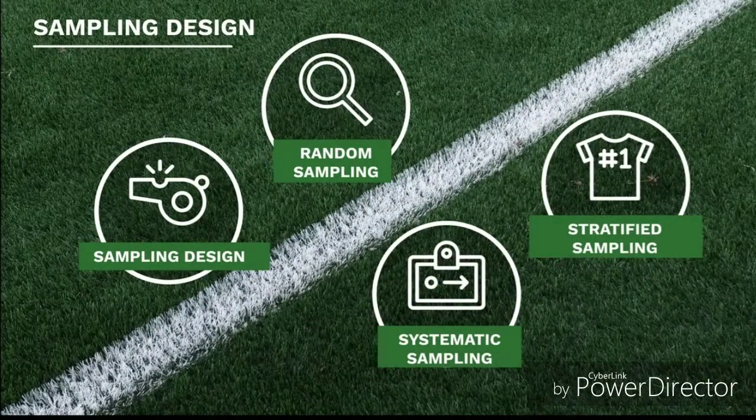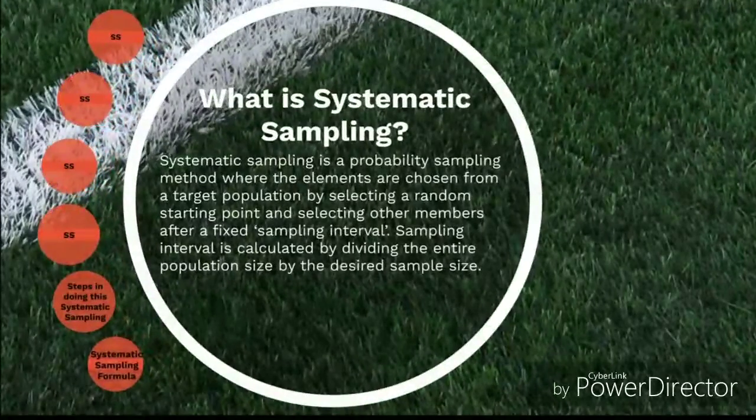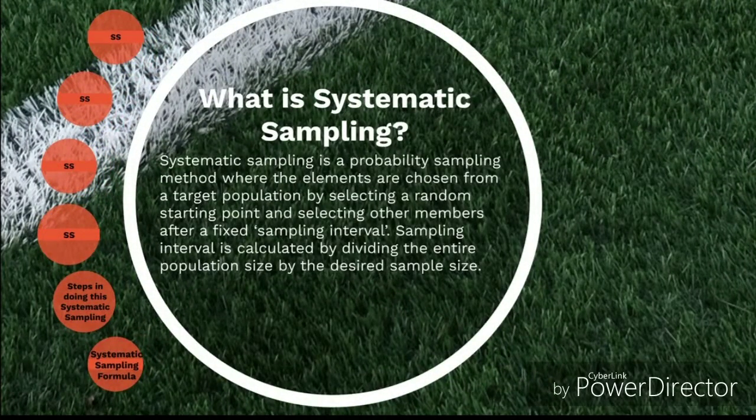Systematic sampling. Systematic sampling is a probability sampling method where the elements are chosen from a target population by selecting a random starting point and selecting other members after a fixed sampling interval. The sampling interval is calculated by dividing the entire population size by the desired sample size.